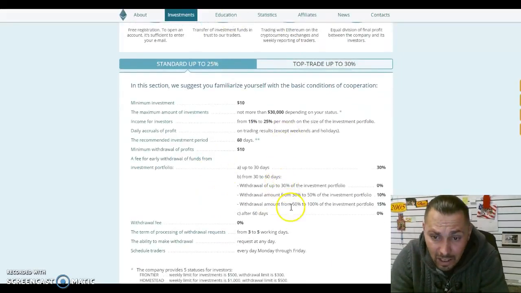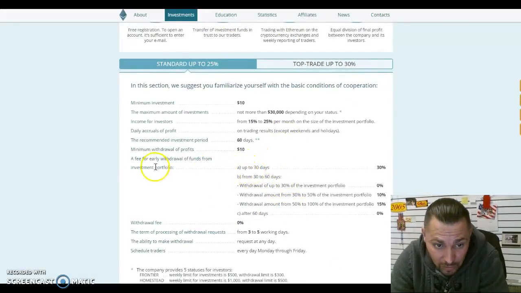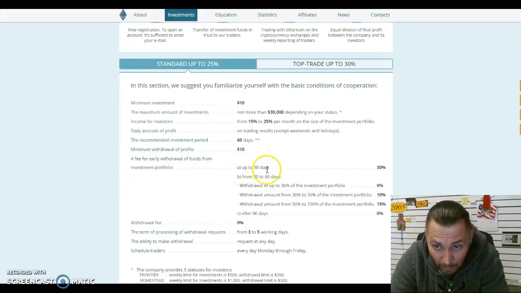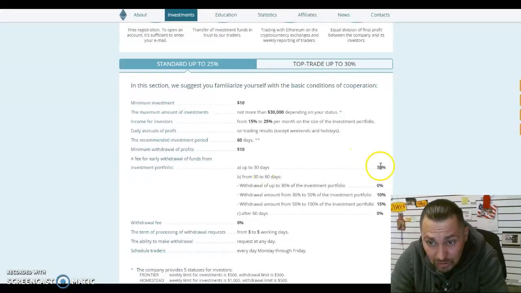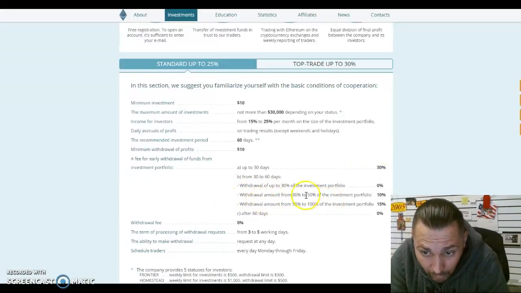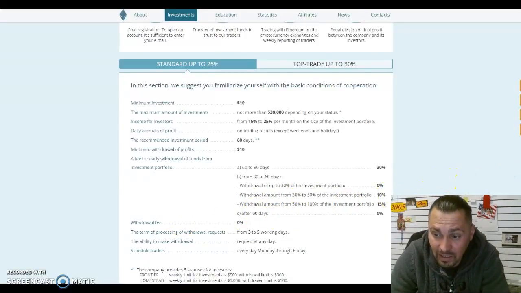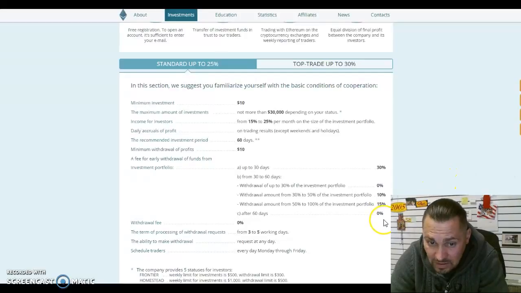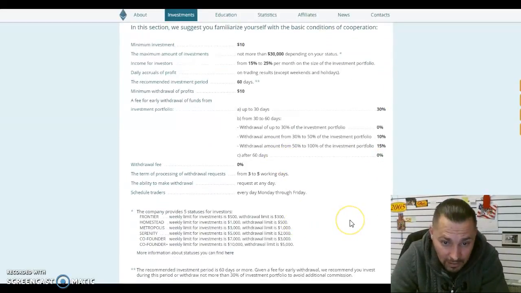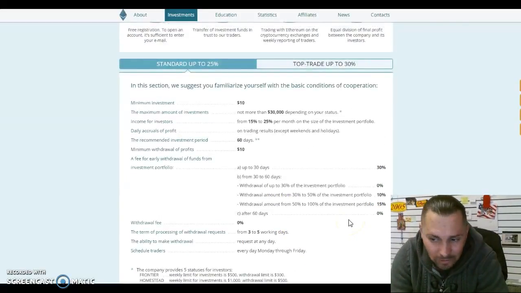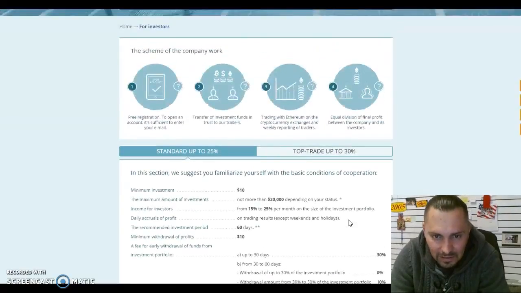And listen, guys, if you withdraw from the investment portfolios within 30 days, you're going to lose 30%, okay? But if you wait until after 60 days and you want to take your investment out, 0%. It won't cost you a penny. So I highly recommend don't touch that money. Leave it in there. Let it build.